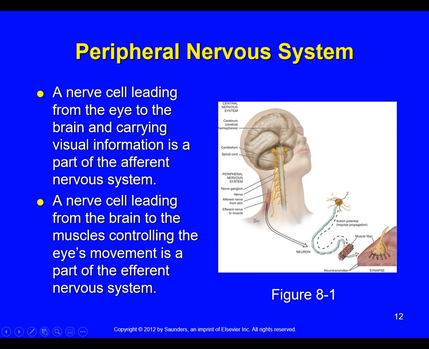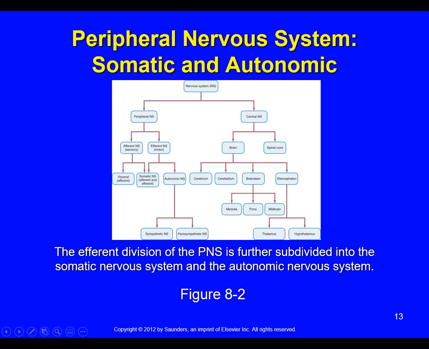A nerve cell leading from the eye to the brain carries visual information as part of the afferent or sensory nervous system. A nerve cell leading from the brain to the muscles controlling the eye movement are a part of the efferent or motor nervous system. You'll have to know those because there will be some questions on those on the test.